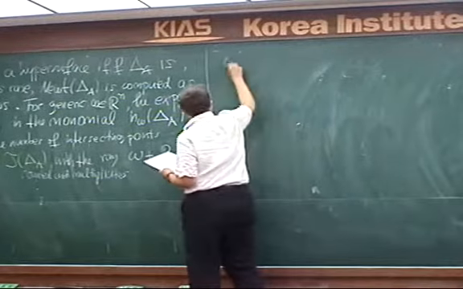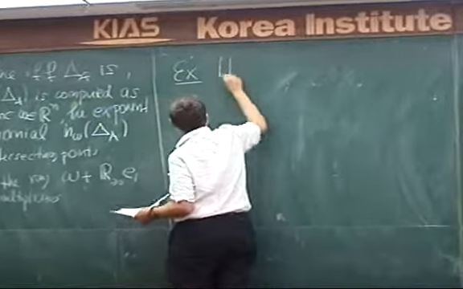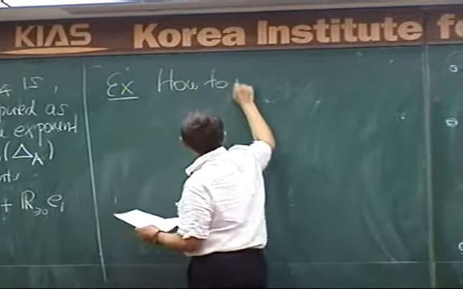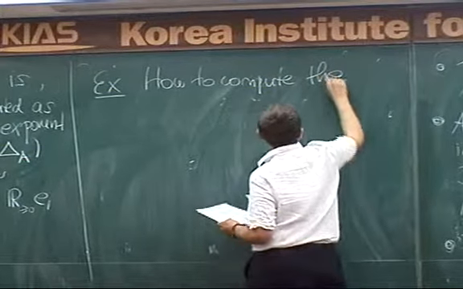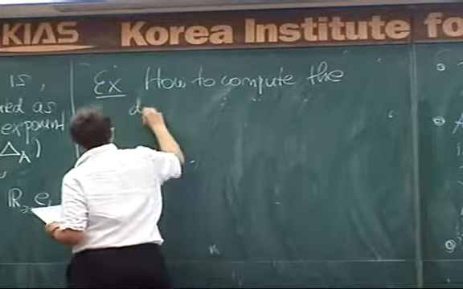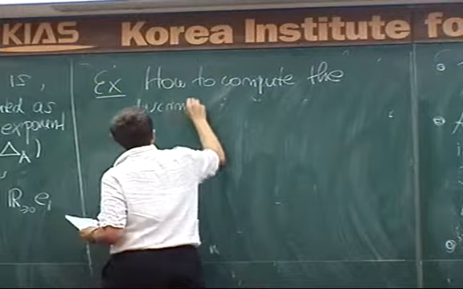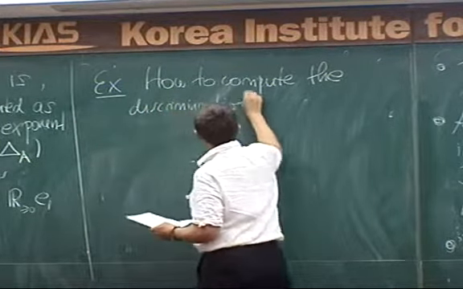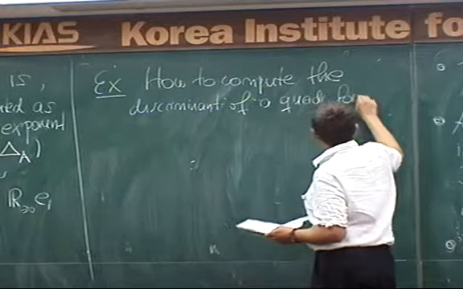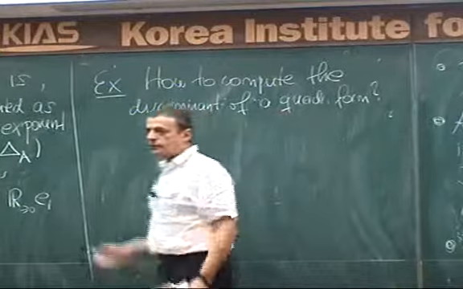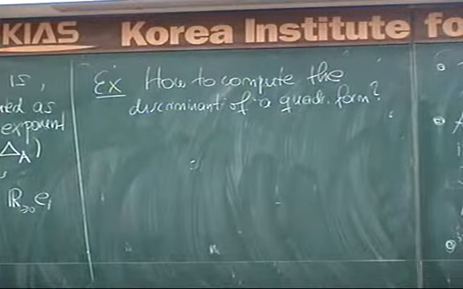So example, a very simple example, just to summarize. How to compute the determinant of a symmetric 3 by 3 matrix. Okay, so how to determine the discriminant of a quadratic form. So I'm just going to use this to illustrate the method. I'm going to show you now, using this methodology, how you calculate the determinant of a symmetric 3 by 3 matrix. There are 4 steps.